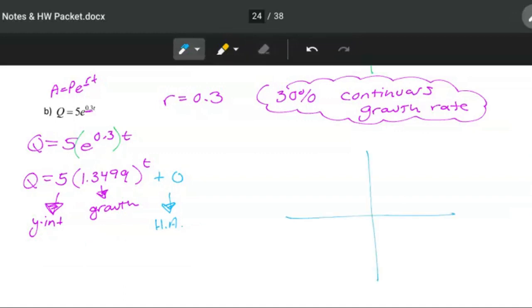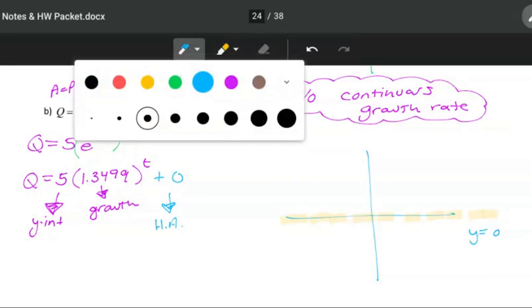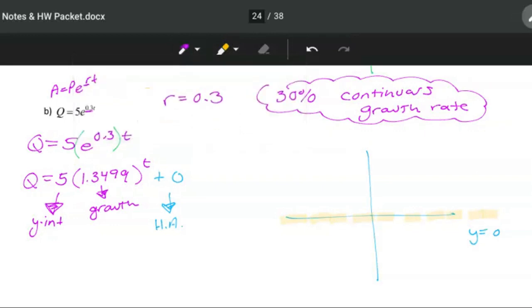Give yourself an x and a y axis. First thing I'd put in is the asymptote. The asymptote is at y equals 0. And your y-intercept is 5. And then it's growing. Should look something like this. We're truly just sketching a picture of the graph.